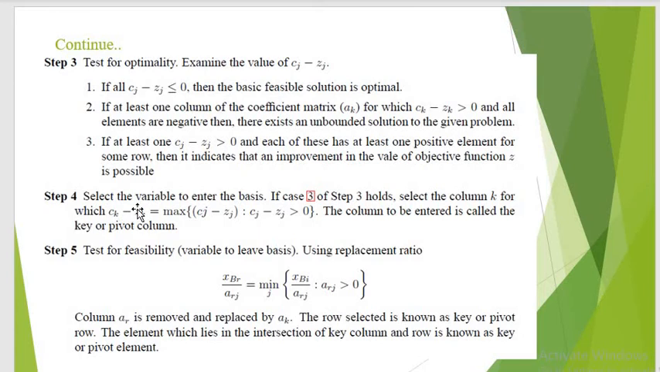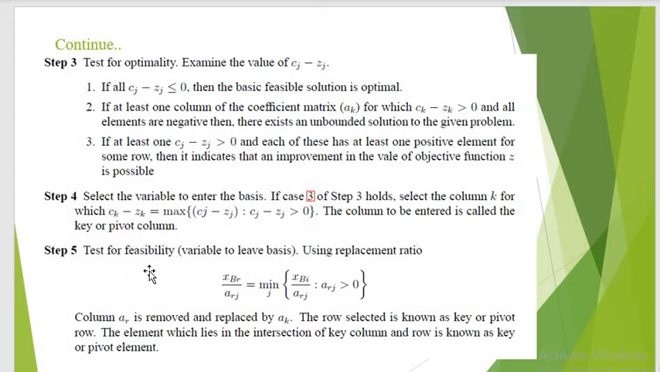In step 4, we will select the variable to enter the basis. If case 3 of step 3 holds, select the column K for which Ck minus Zk is the maximum of all Cj minus Zj. The column to be entered is called the key or pivot column.